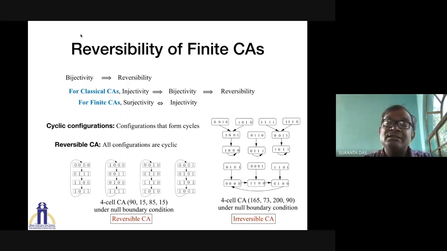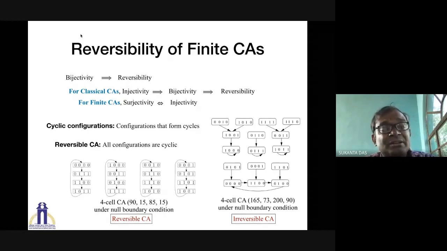In case of reversible CA, it is both injective and surjective. You can see the example for the 4-cell CA with rules 90, 15, 85, now 15. You can see that this CA is injective, and it is a surjective CA. In the transition diagram, you'll find no configuration which has no predecessor. So each configuration has a predecessor.